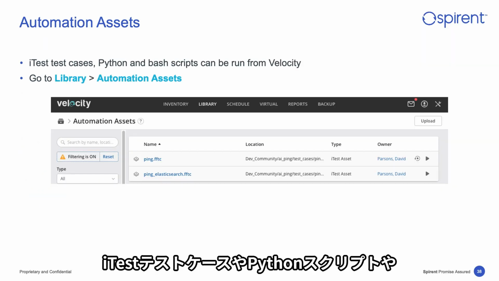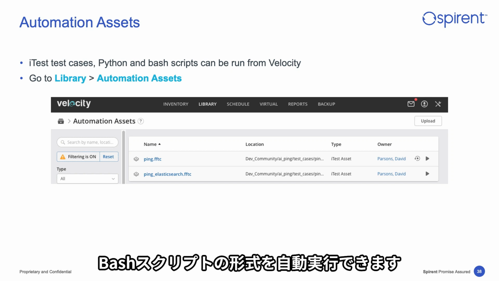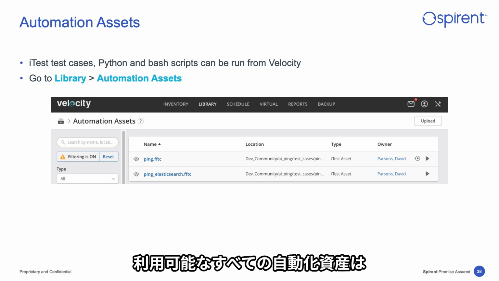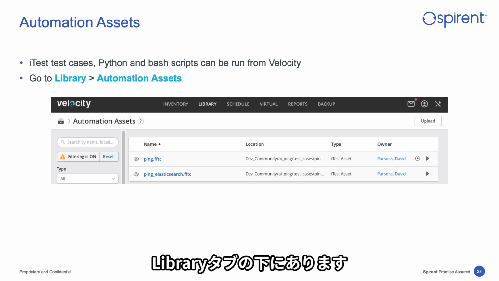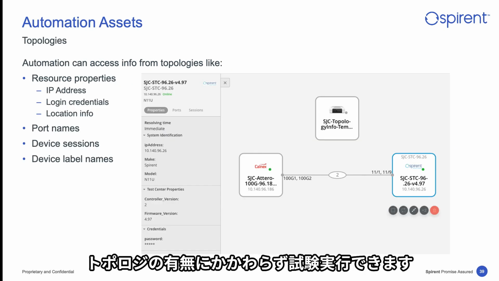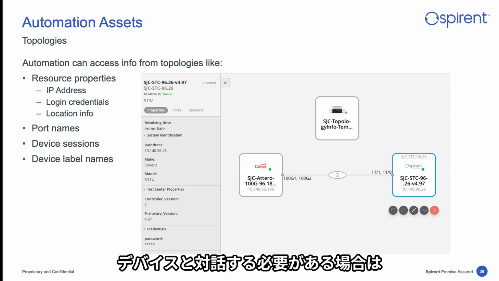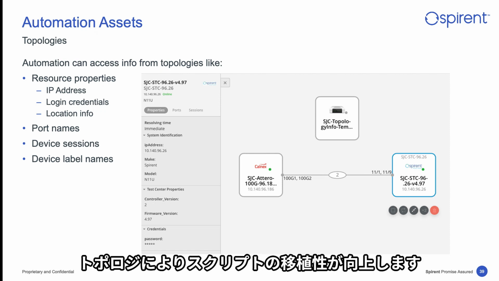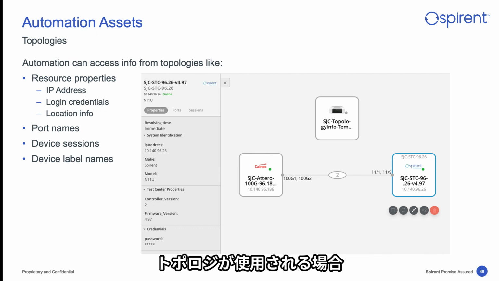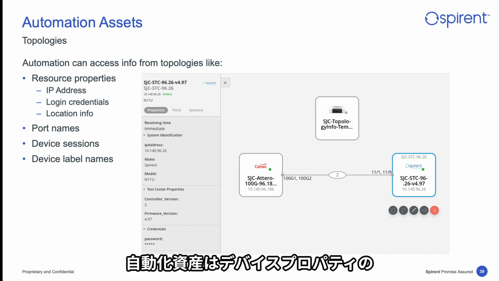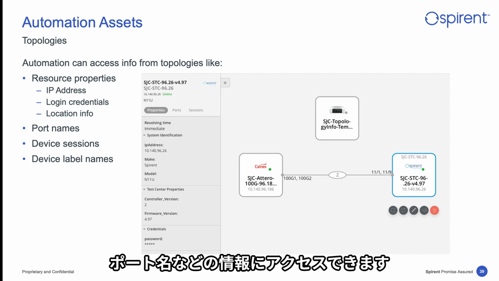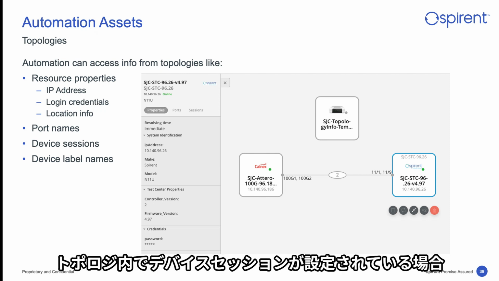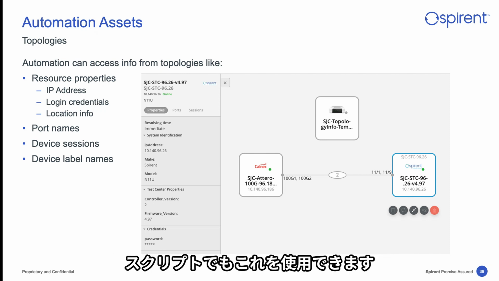Velocity can run automation in the form of iTest test cases, Python scripts, and Bash scripts. You can find all available automation assets under the Library tab. Automation assets can be run with or without a topology, but if you need to interact with a device, topologies make it much easier and lend your script to being more portable. When a topology is used, automation assets can access info like device properties and port names. If device sessions are configured in the topology, scripts can use those as well.